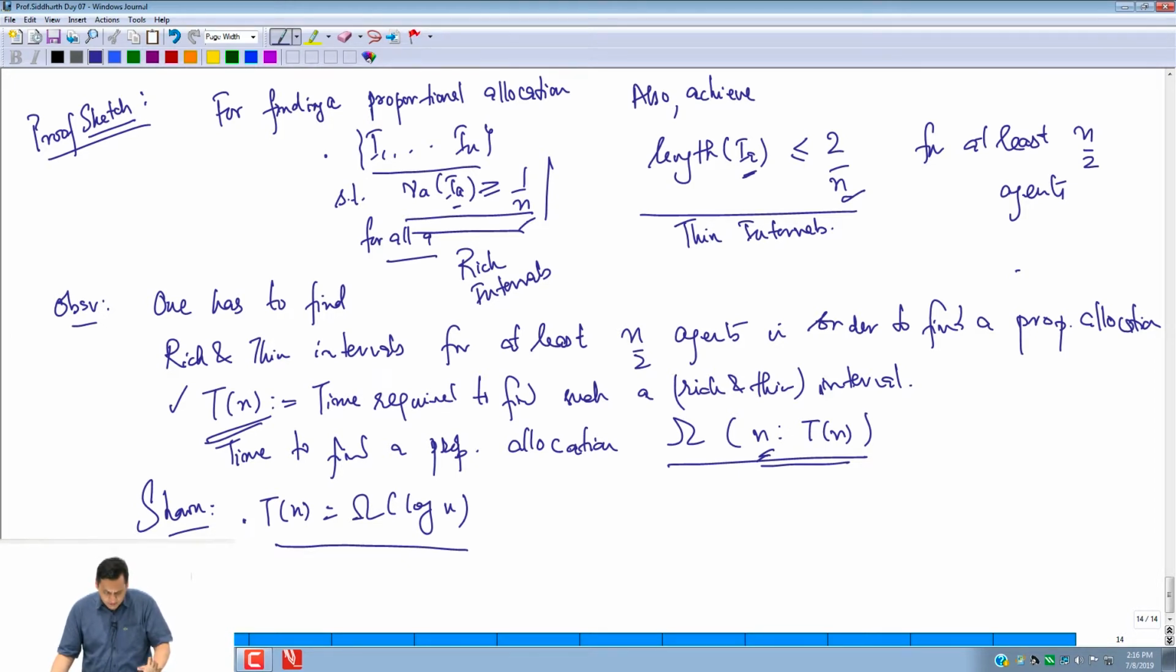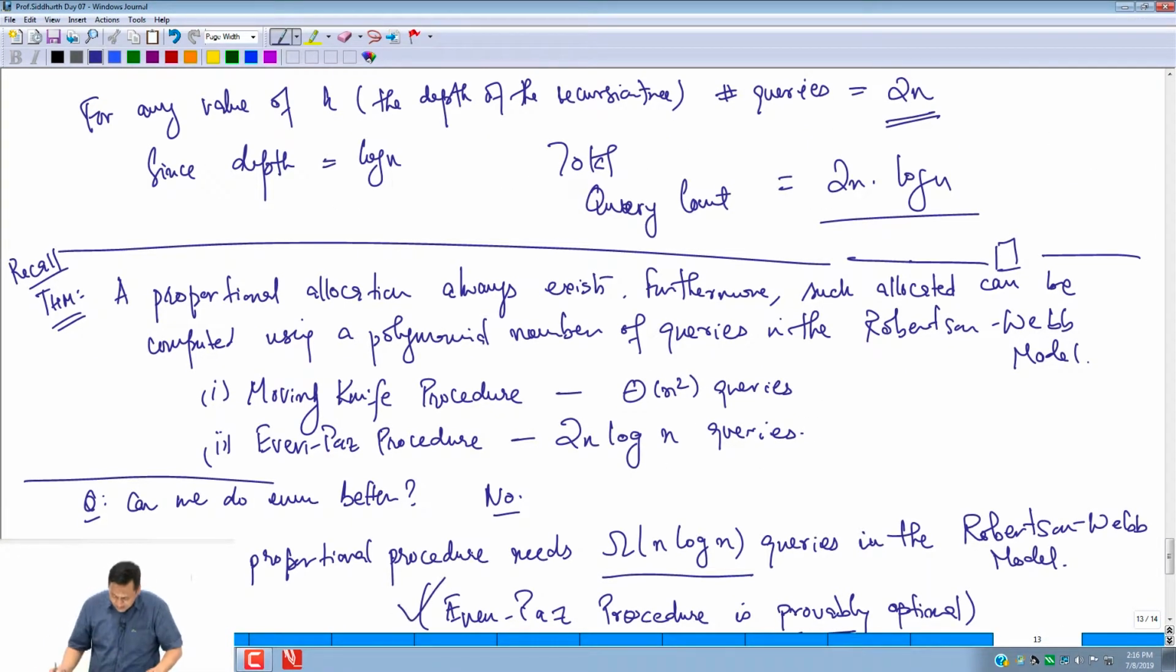So that is the proof sketch I wanted to address regarding proportional divisions. This in particular, as I mentioned earlier, shows that the recursive algorithm that we have seen is in fact optimal. You cannot hope to design a protocol that finds a proportional allocation within order n log n queries. So with that, we are at the end of proportional cake divisions.